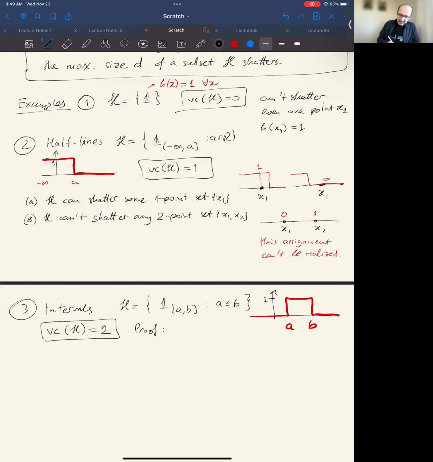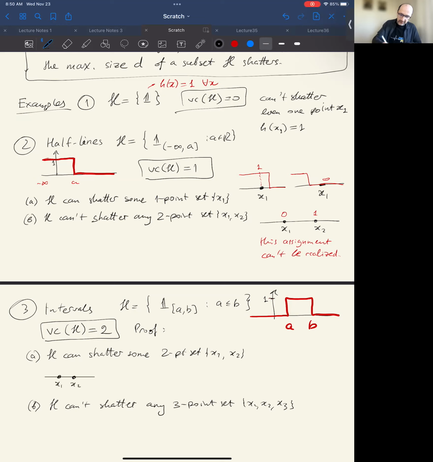Let's prove it. We have to show that H can shatter some 2-point set but cannot shatter any 3-point set. Okay, shatter some 2-point set. Doesn't matter which one. Let's say x1 and x2. Let's try to prove it. There are 4 possible assignments that H must realize. 0, 0.